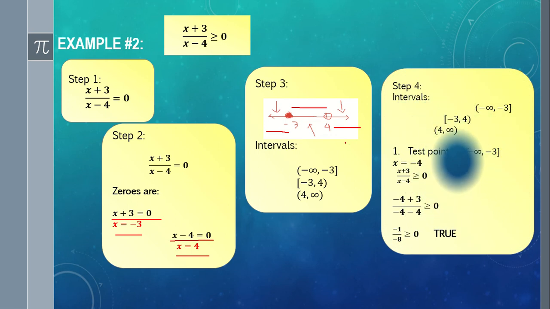Now moving on to step 4. We're going to test the points of our interval. Starting with the interval negative infinity to negative 3 bracket. So testing the point negative 4, which belongs to that interval. Therefore, x plus 3 over x minus 4 is greater than or equal to 0.